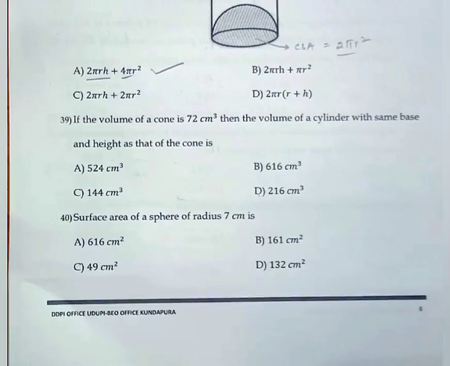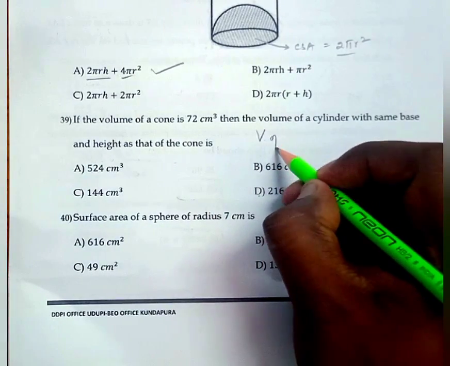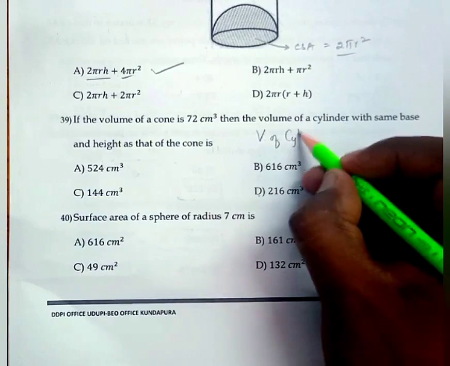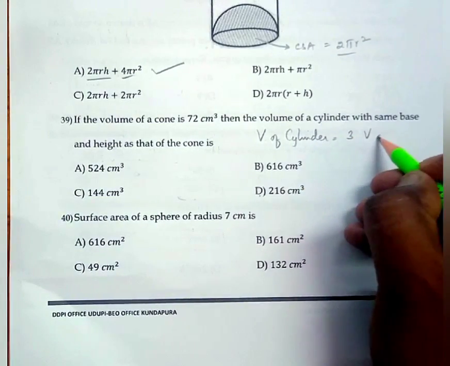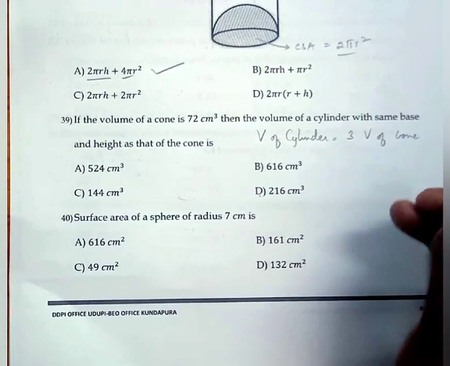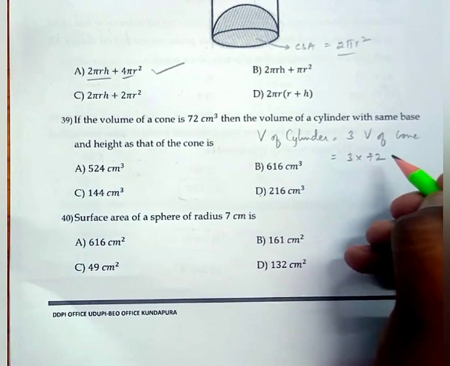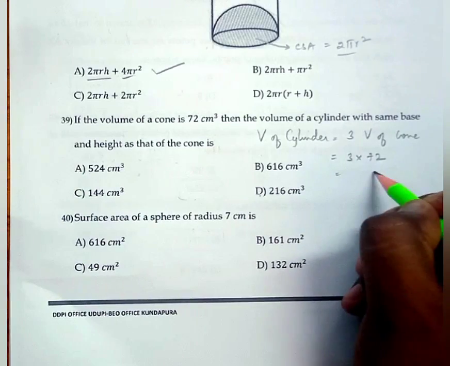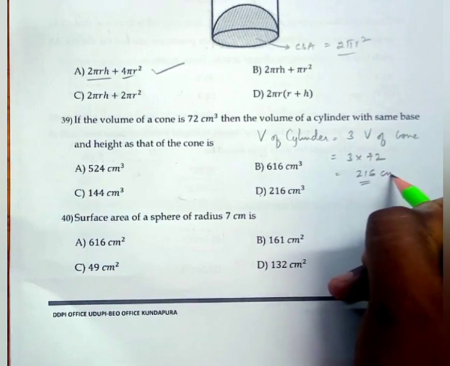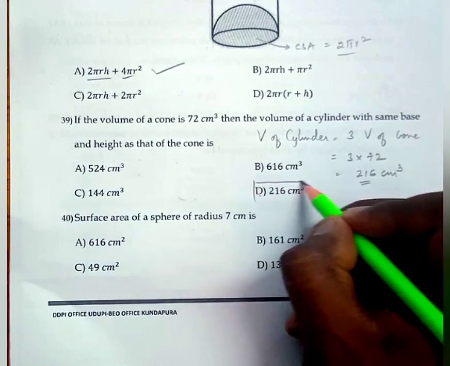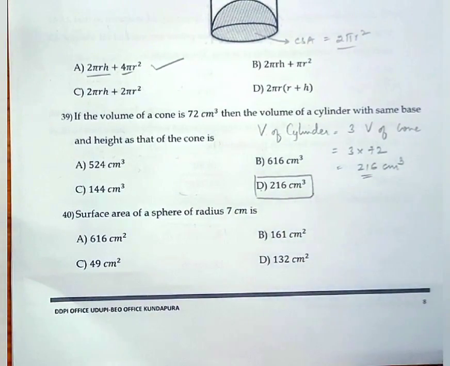Now moving to question number 39. If the volume of a cone is 72 centimeter cube, then the volume of a cylinder with the same base and height is equal to? Students, the volume of a cylinder will be equal to 3 times the volume of the cone. Therefore volume of cylinder equals 3 times the volume of cone given as 72. 3 times 72 we get 216. Therefore the correct answer is option D, 216 centimeter cube.